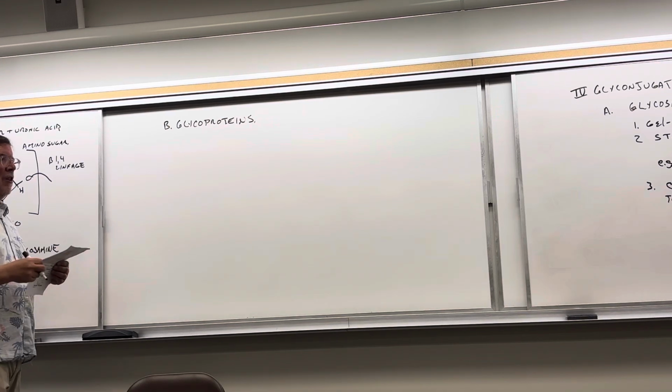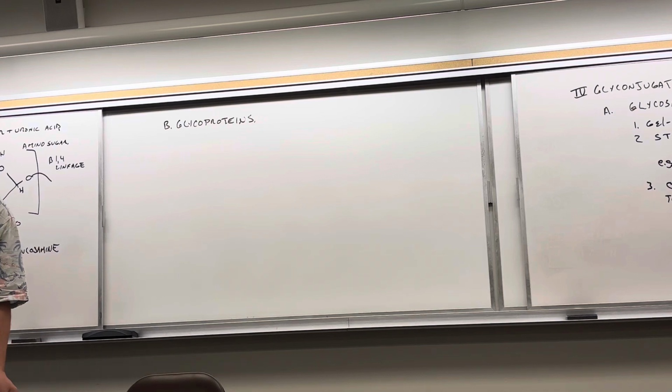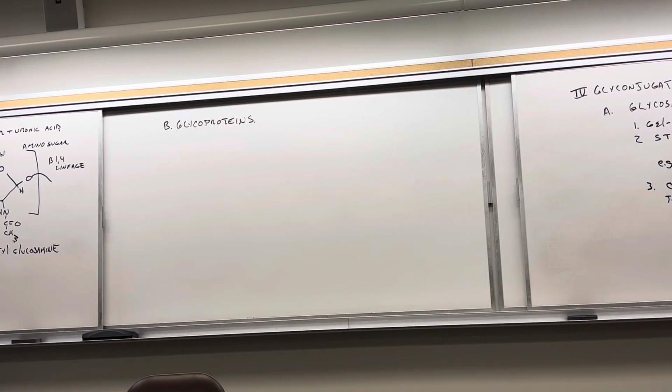Okay, so glycoproteins. We spent a long time talking about protein structure, right? We talked about the peptide bond, alpha helices, the secondary structure, tertiary structure, quaternary structure, bringing it all together. All that time we were basically ignoring the fact that a major fraction of proteins also have a significant amount of carbohydrates attached to them on the surface, okay?